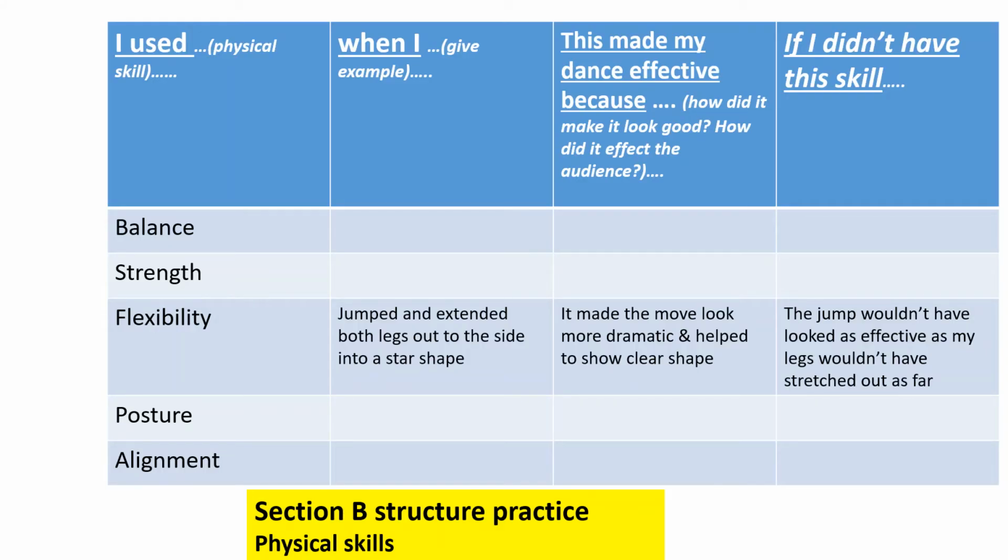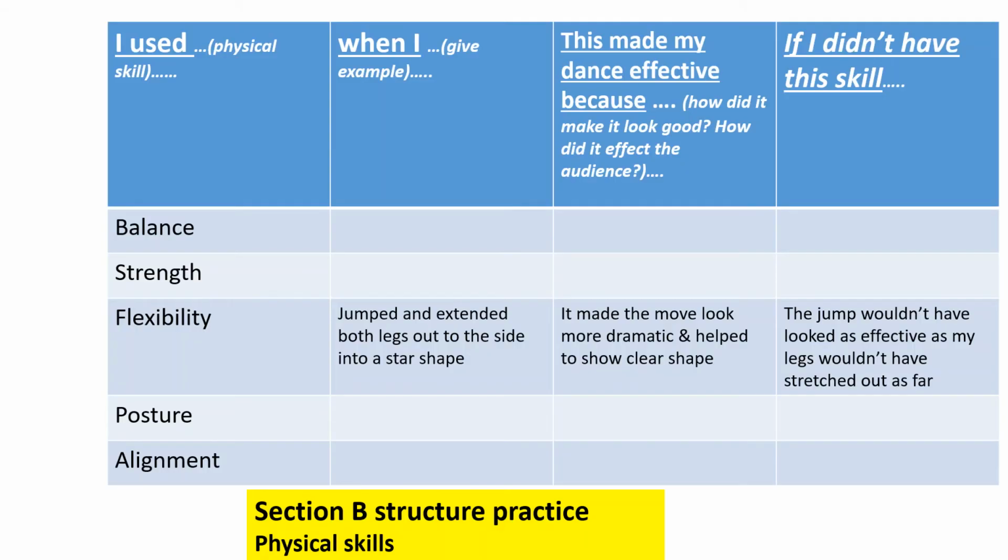So if we look at this in more detail, you can practice this in a table formation. So I'm going to run you through an example of what it might look like all the way through. One of my examples based on physical skills would be something like this. "I used flexibility when I jumped and extended both legs out to the side into a star shape. This made my dance effective because it made the move look more dramatic and helps to show clear shape. If I didn't have this skill, the jump wouldn't have looked as effective as my legs wouldn't have stretched out as far."